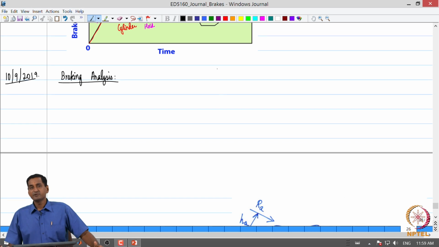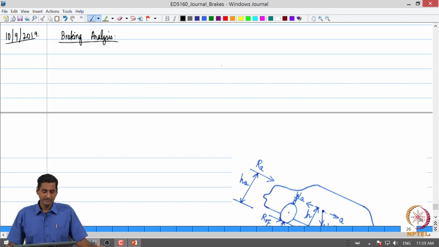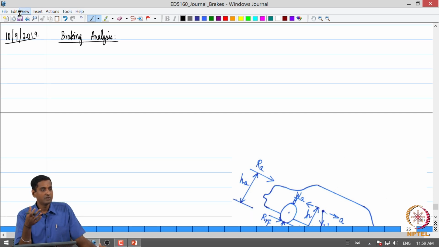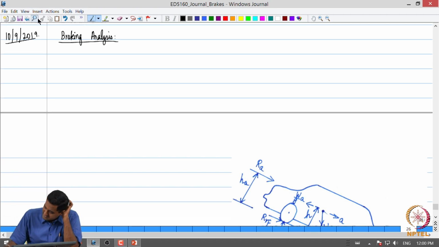So in today's class we are going to look at analysis of braking response. We have been looking at the brake system, its operation and so on, and we looked at anti-lock brake systems and the concept, how they work in a broad sense. So today we come to the analysis part. If we look at the braking process itself, what analysis can be used to characterize the vehicle braking process? That is something we will look at.